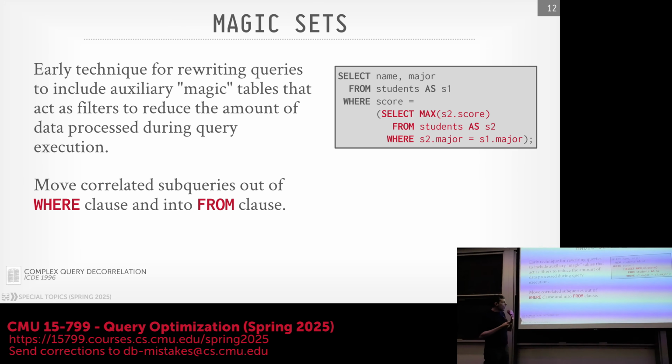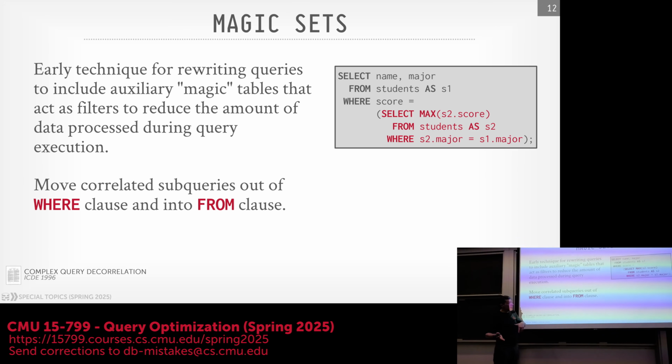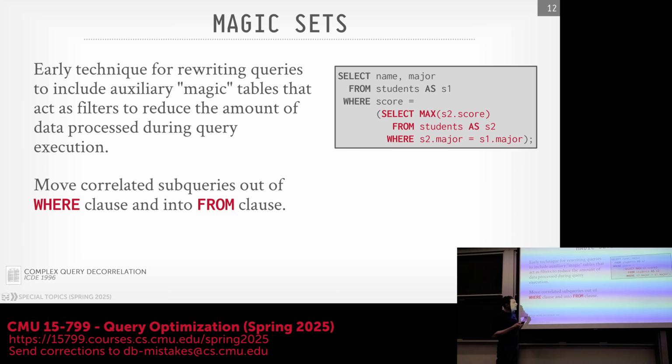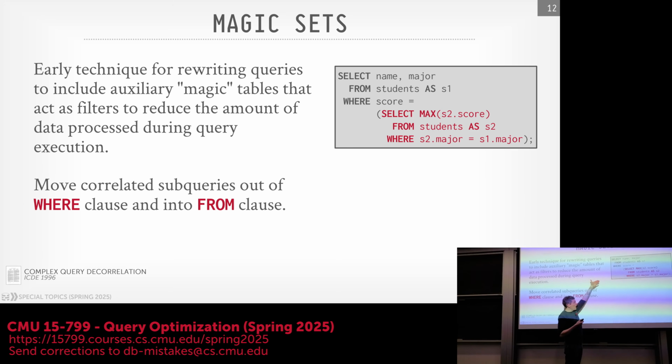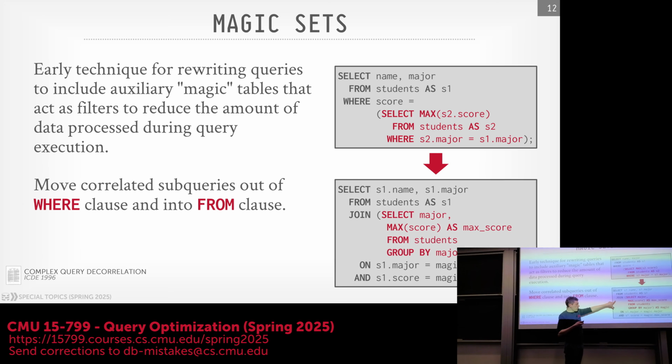Magic sets were invented, I forget where, in the late 80s. But this is actually what Starburst was doing. They picked this up in the 1990s, and this paper is from then. So this is that example we had at the beginning of this lecture. How do I get the student in the major that has the highest grade of all student majors? My example rewrote it as a from clause. That's basically what a magic set would do.